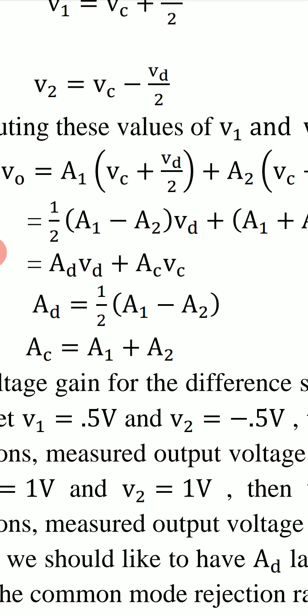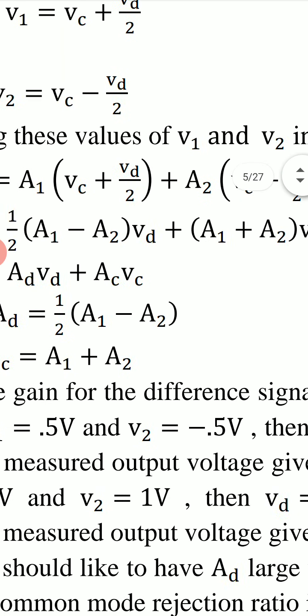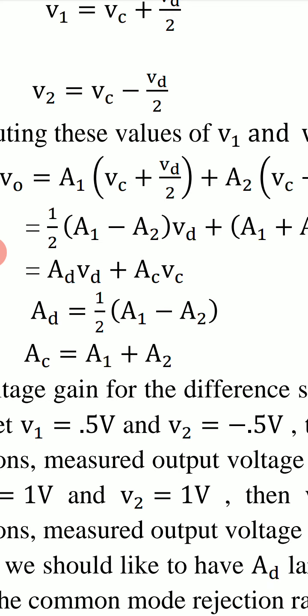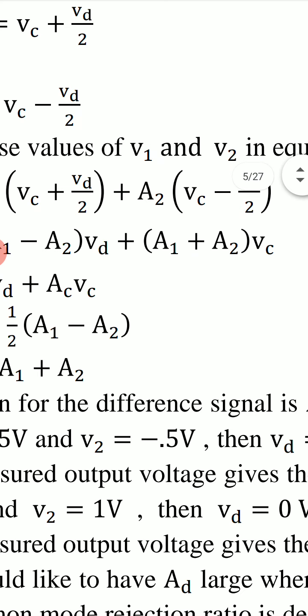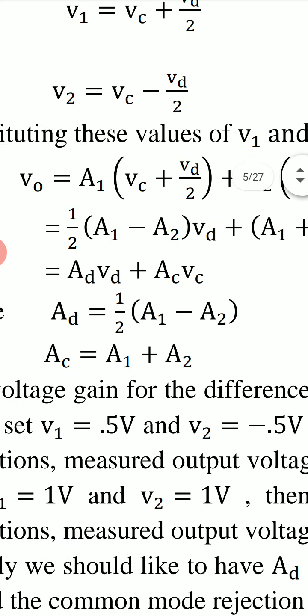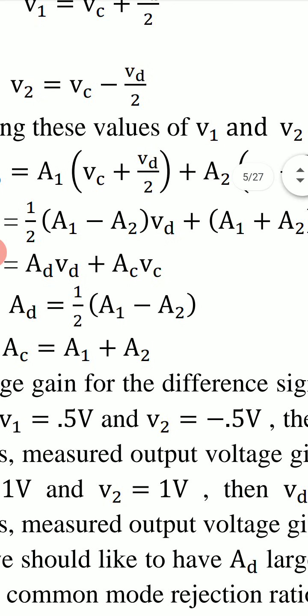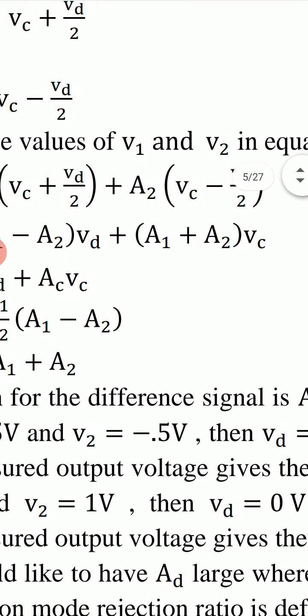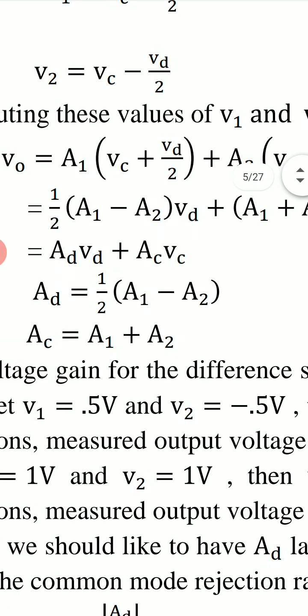We can write it as VO equal to AD Vd plus AC Vc, where AD is equal to half A1 minus A2 and AC is equal to A1 plus A2. The term with Vd is written as AD and the term with Vc is written as AC.